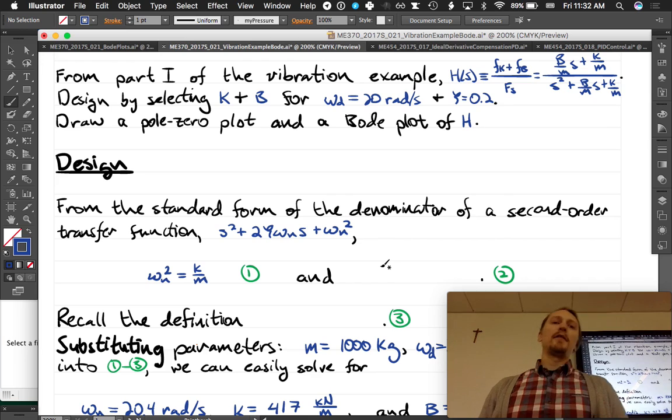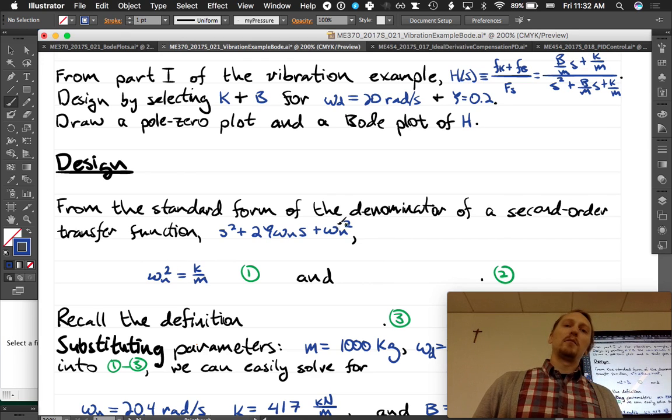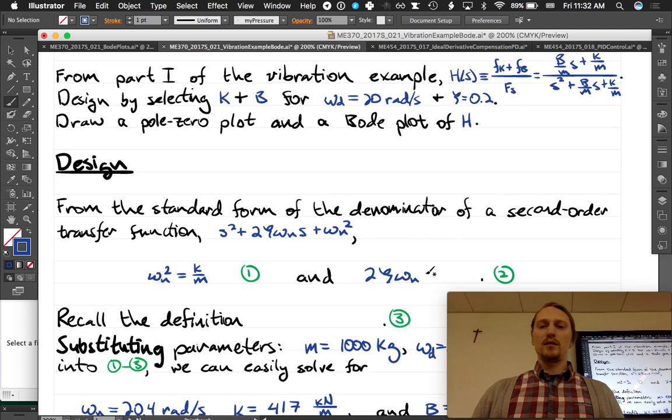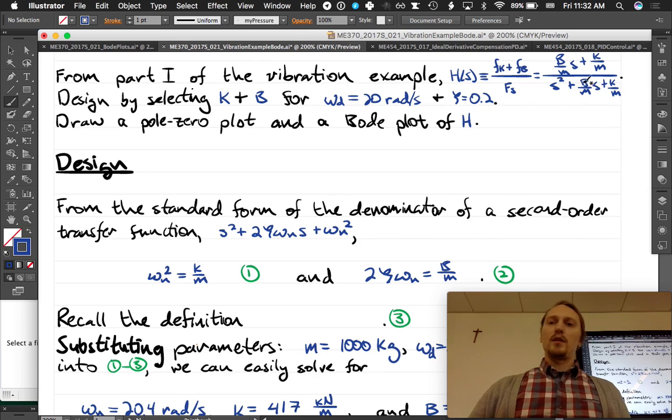So we have this. Just by definition, omega n squared has to be equal to k over m. And we have another equation that 2 zeta omega n must be equal to what? B over m. This term. Very good.